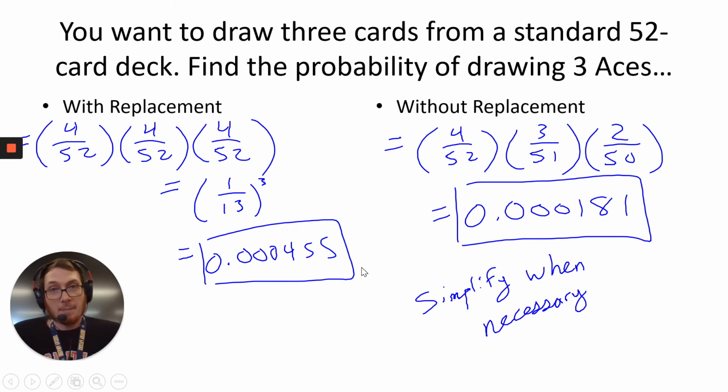So, things to think about as you're looking at that situation, but you want to make sure that you're able to set them up and be able to explain how to find those answers. You'll have to do that for your test.